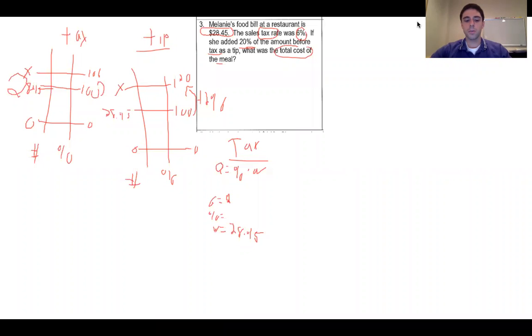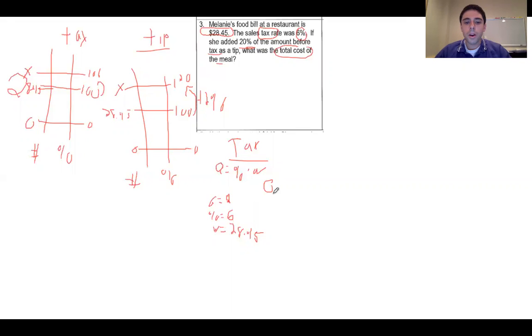So we are going to find out how much we paid for the tax and the tip, and add that to the original bill. And it doesn't technically matter which order you do it. I guess we should have maybe done tip first, but we're going to get the same answer either way. Awesome. So we're going to make 6 our percent.